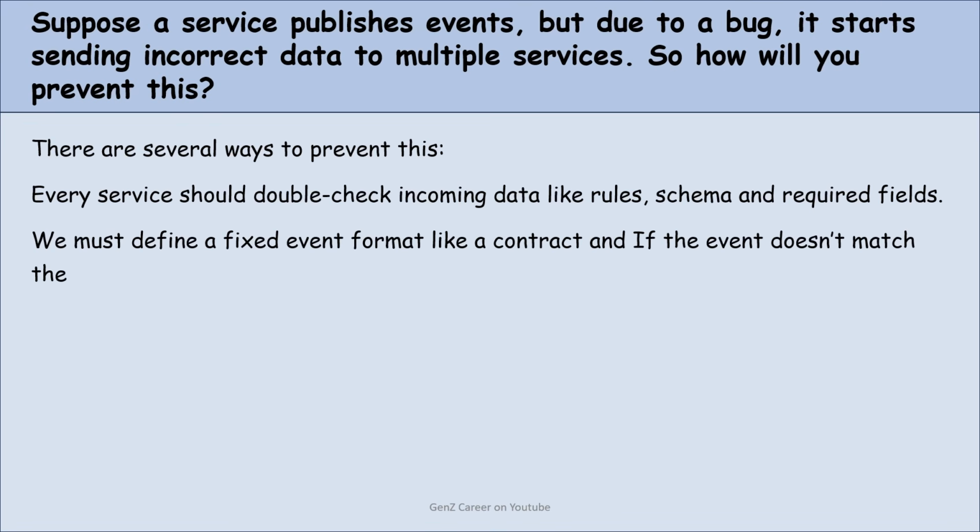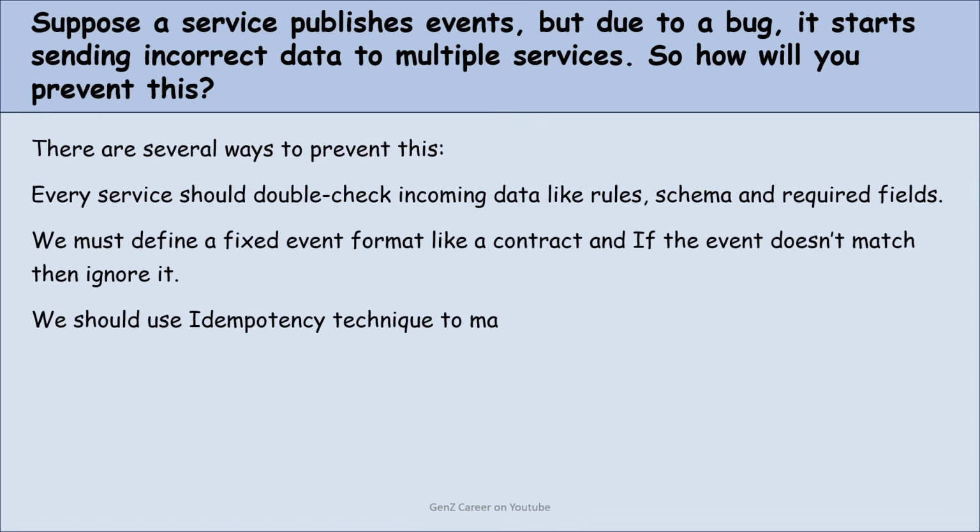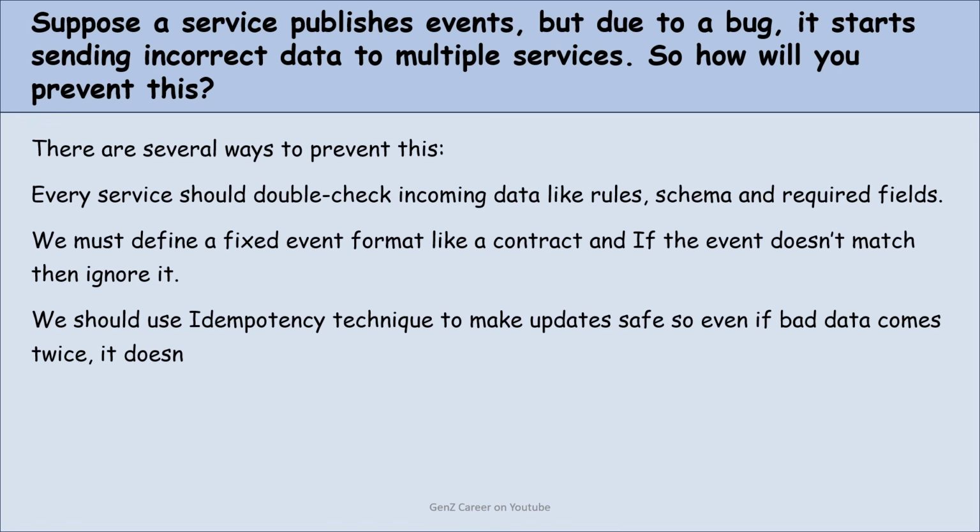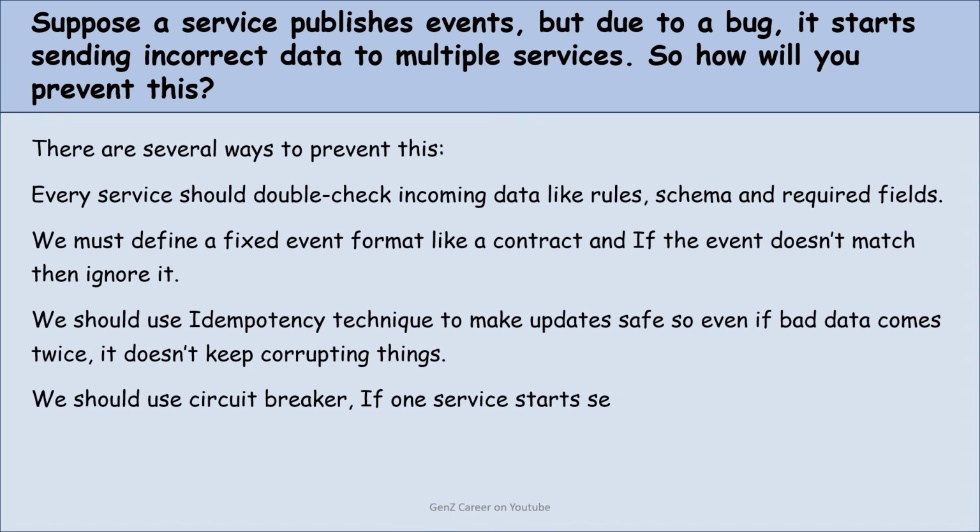We should use the idempotency technique to make updates safe. So even if bad data comes twice, it doesn't keep corrupting things. Are you getting my point? We should also use a circuit breaker. If one service starts sending bad events, then stop consuming from it temporarily. We should also monitor the logs, graphs, and alerts regularly.